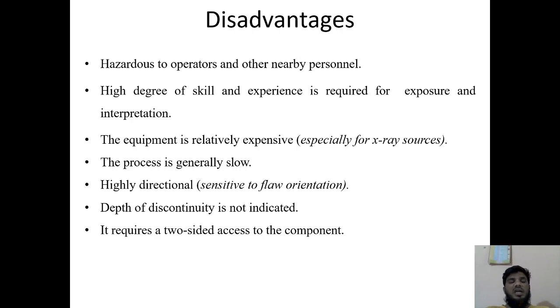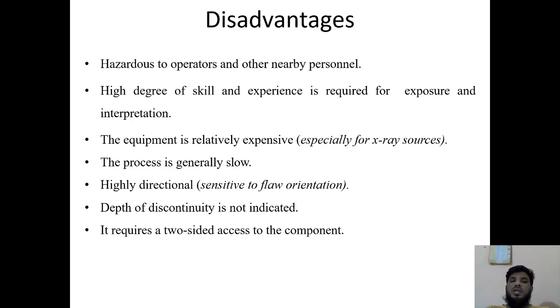The equipment is relatively expensive; obviously the X-ray machines are very expensive. This is generally a slow process and highly directional, because these X-rays are not affected by electric or magnetic fields. They are purely directional. The depth of a discontinuity is also not identified. You can identify the fracture, but where exactly the fracture is present in a continuous material, you cannot identify.